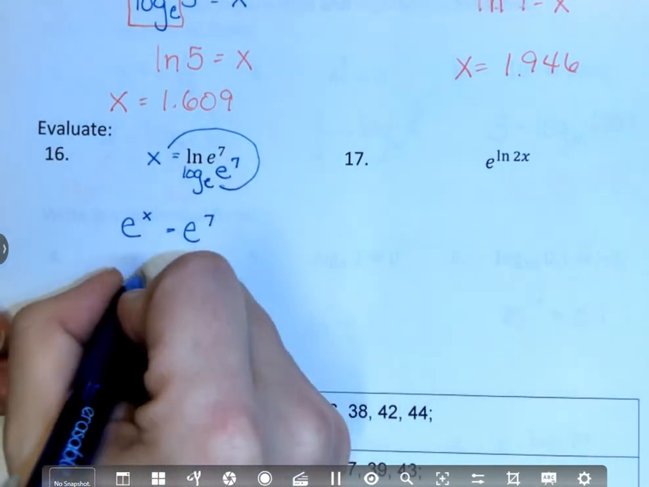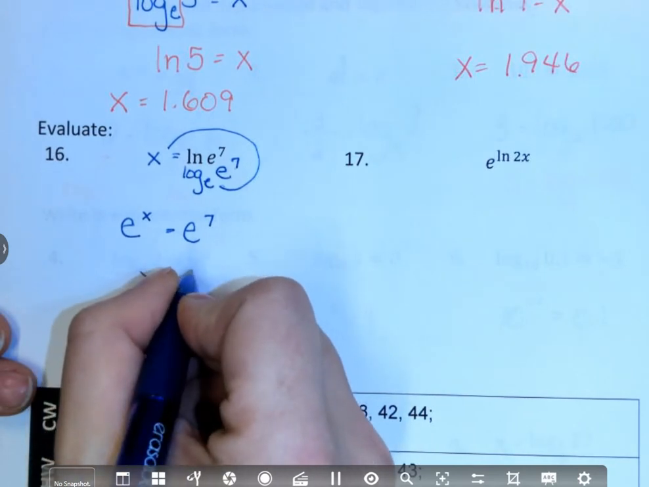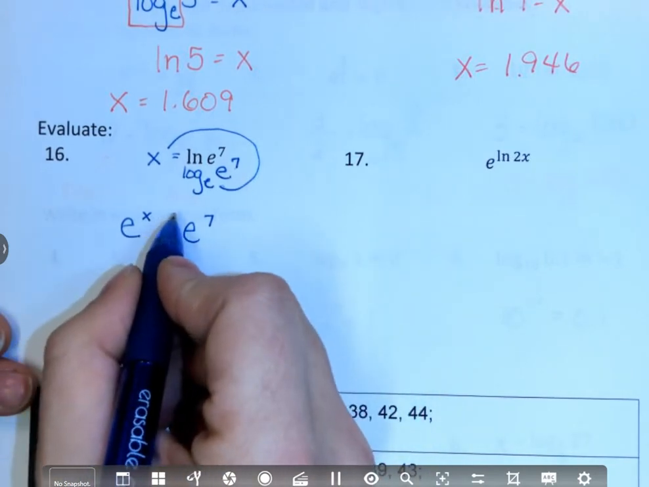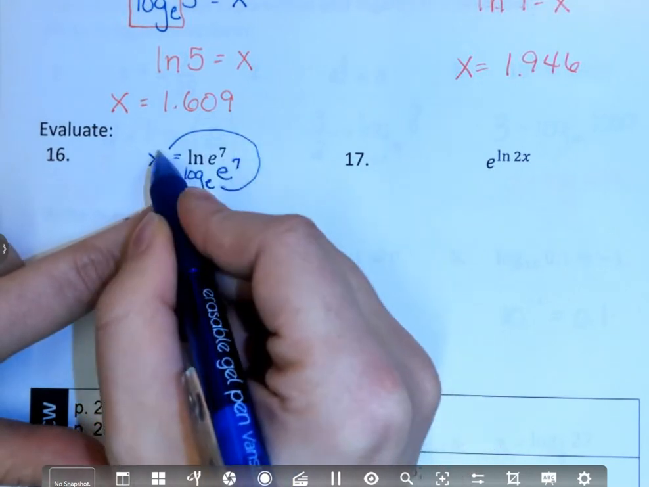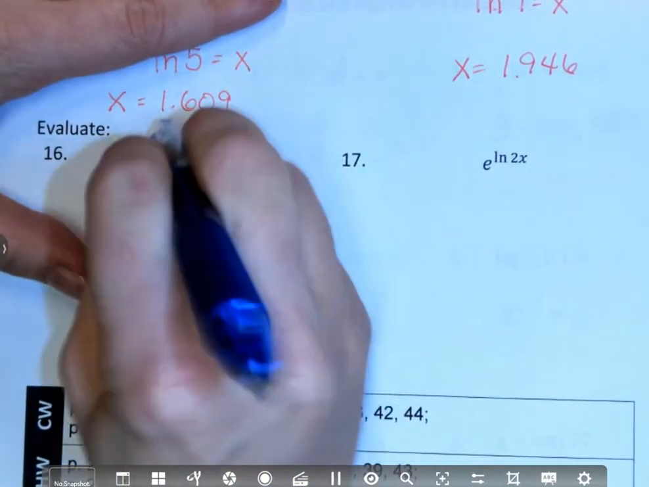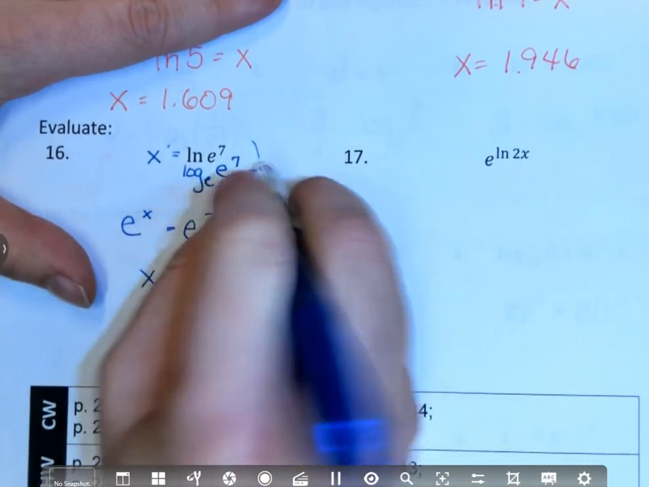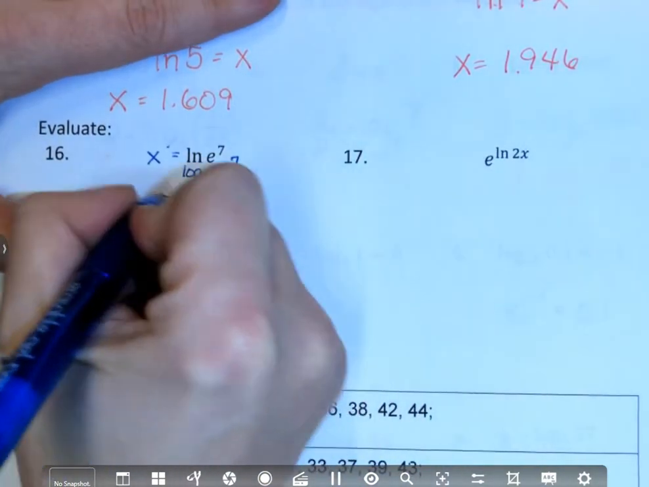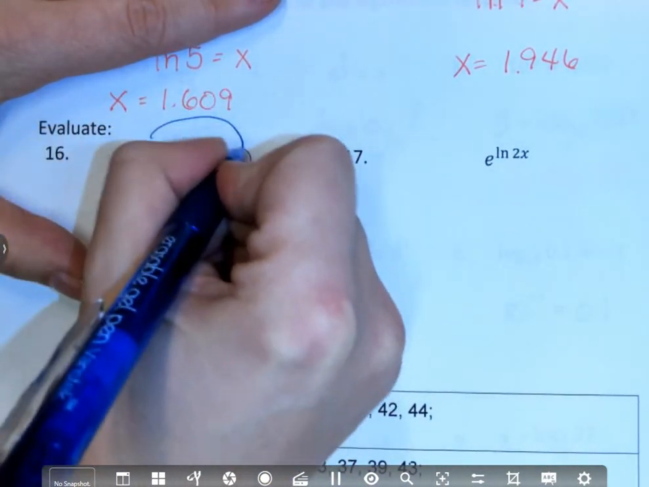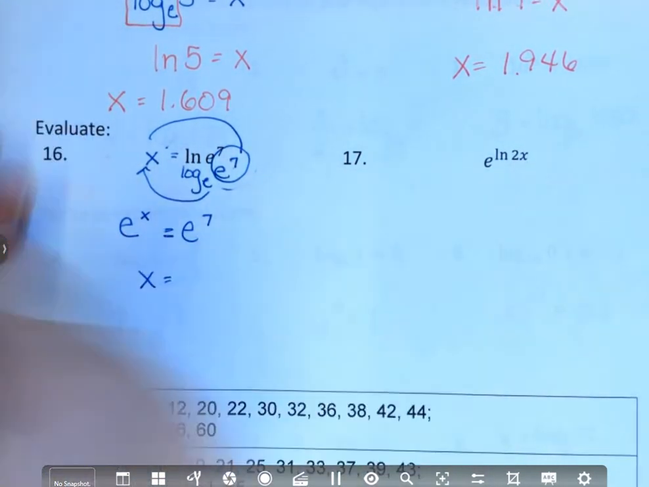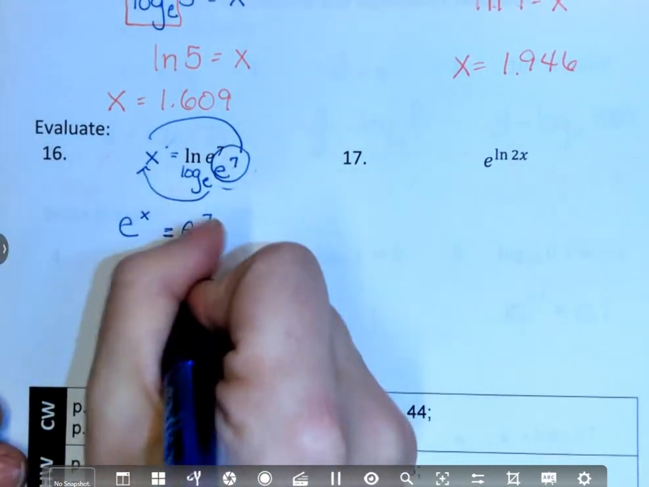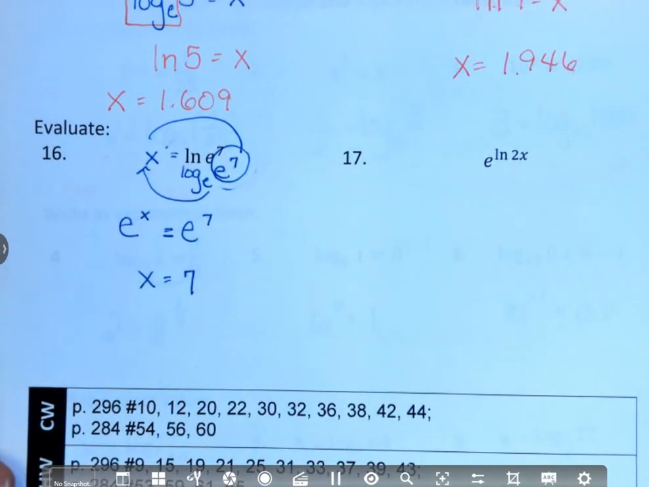What would x be? Base exponent, or actually I should go the other way around for my circle. Make it a little easier to see what I'm talking about. Base exponent equals. Sorry about that. That's an equal. Okay. So x is 7.